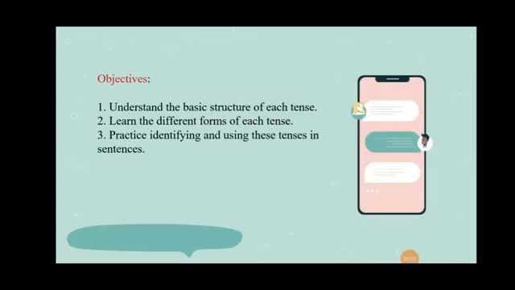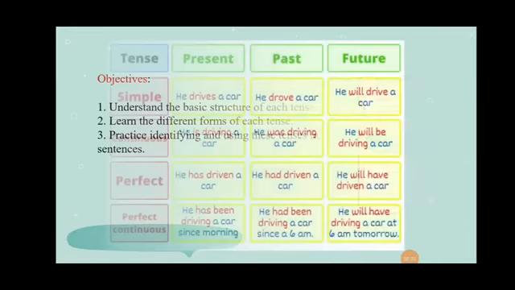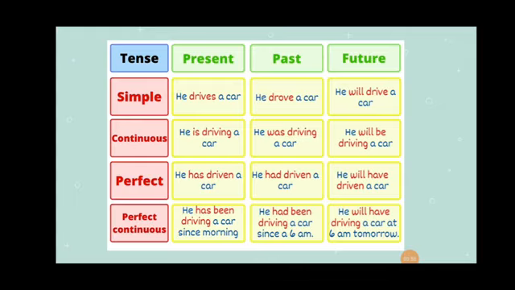Starting with the objectives, in this lecture we aim to help undergraduates understand the basic structure of each tense, learn the different forms of each tense, and finally practice identifying and using these tenses in sentences. So, understanding and using English tenses can be challenging for undergraduates, but breaking down the process into clear steps can make it easier.